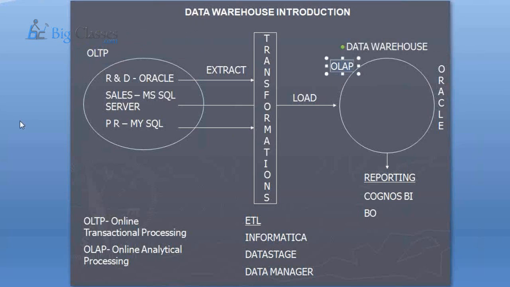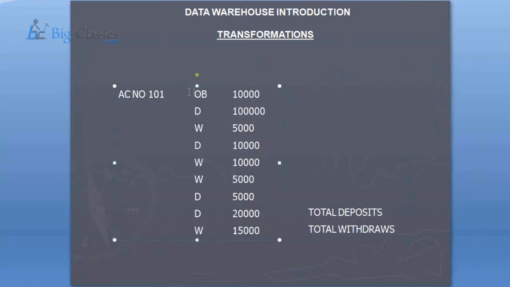Whereas in OLAP, we are not maintaining all the transactions. We are maintaining the information which is useful for our analysis. Here in OLTP, all the transactions are recorded. In OLAP, I can say we are maintaining consolidated information. OLTP is basically to run the business. If I want to run my bank, I need to maintain all these transactions, right?